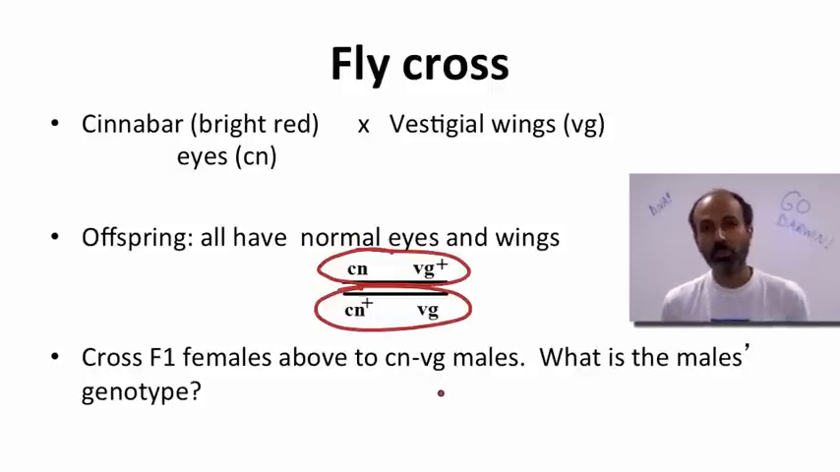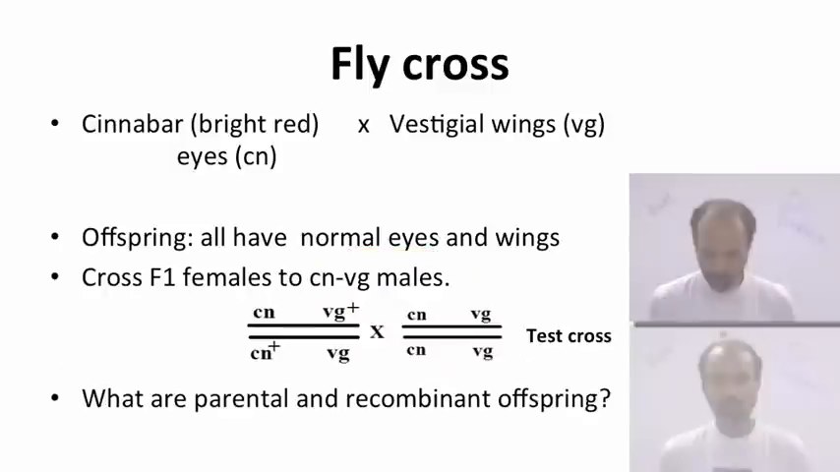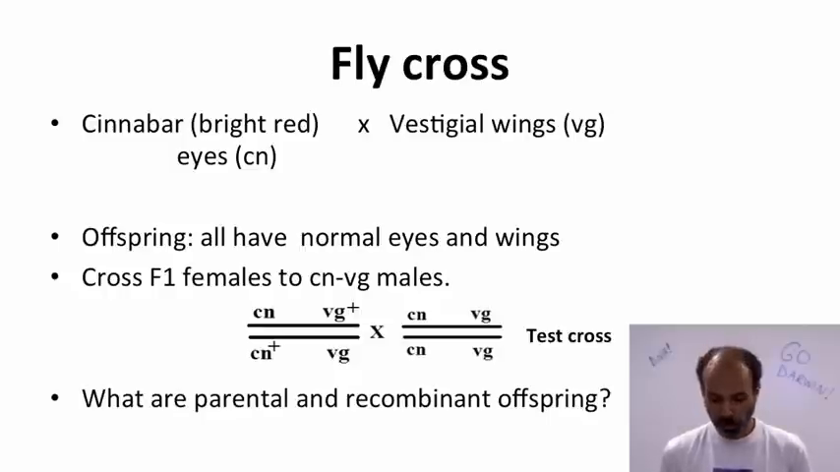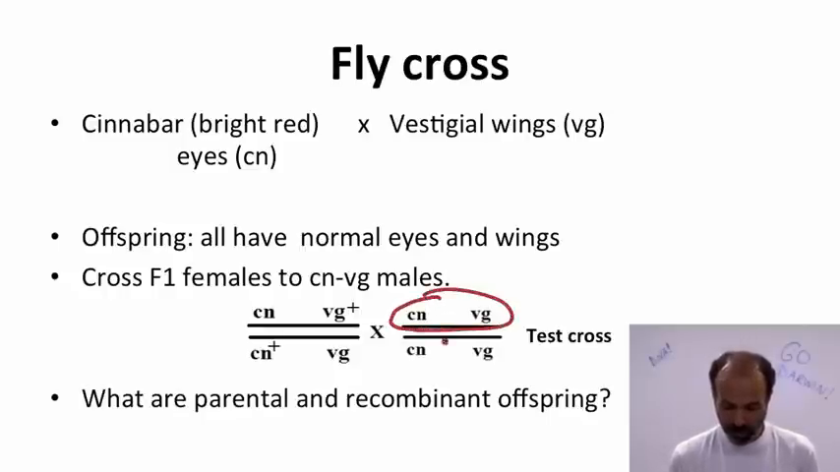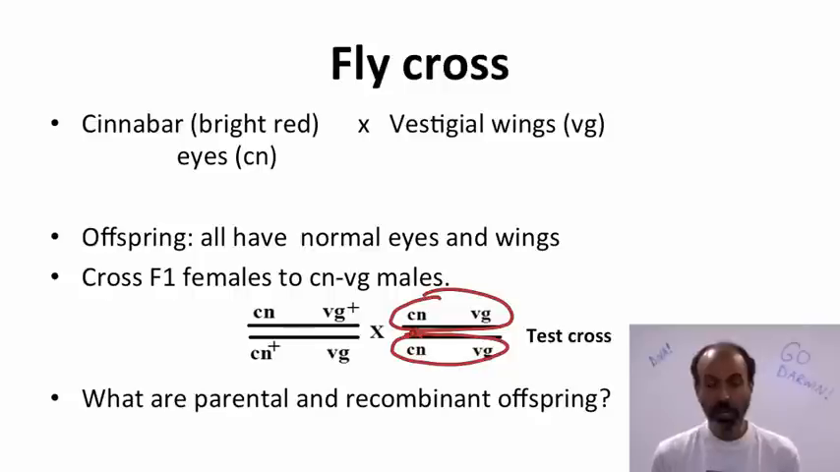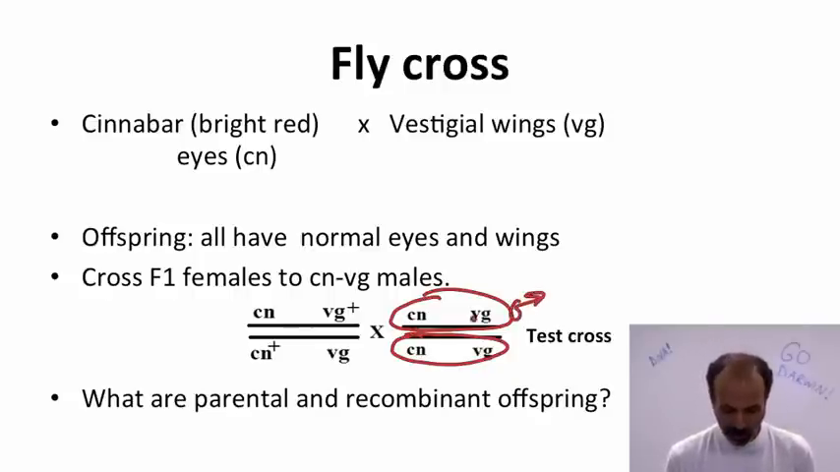Well, what would the genotype be for these males? If they have both mutations, we know it's recessive, so what would the genotype be? Since the males were exhibiting both mutations, the male is necessarily homozygous for CN and VG because it has cinnabar eyes and vestigial wings. So these are the males that we're going to cross them to. These are the F1 females right here.